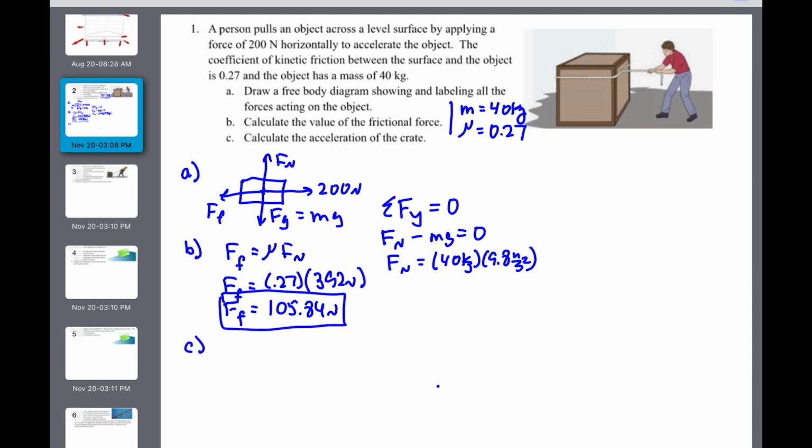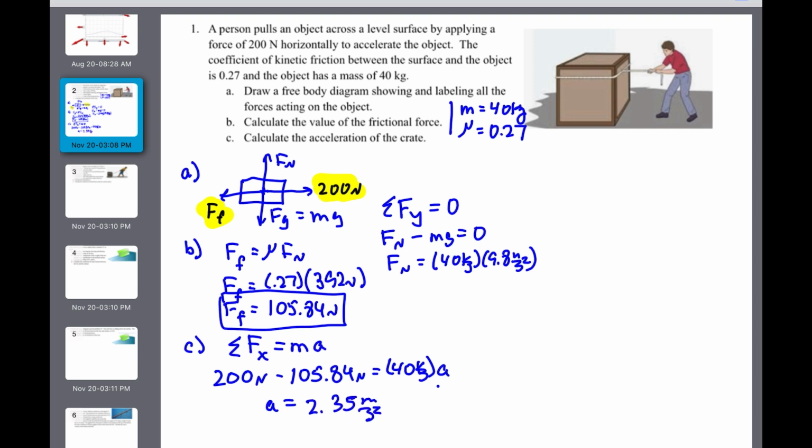Now, part C, we want to calculate the acceleration of the crate. The crate's going to accelerate horizontally, so we want to sum all the forces in the horizontal direction. We've got an applied force of 200 newtons, and then a frictional force of 105.84 newtons opposing that. That's equal to mass times acceleration. Do the algebra and solve down for the acceleration.